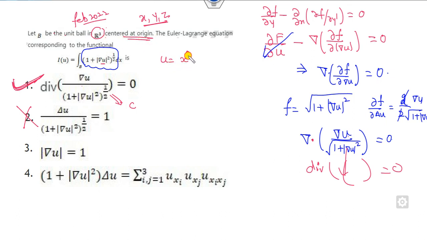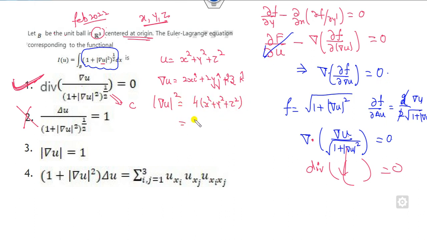So I simply take u as x square plus y square plus z square. What is the gradient of u? So we all know it's 2x i cap, 2y j cap, 2z k cap. What is the absolute value of this? 4 times x square, y square, z square. So it is 2 times the square root of x square plus y square plus z square. This is the right answer of this.